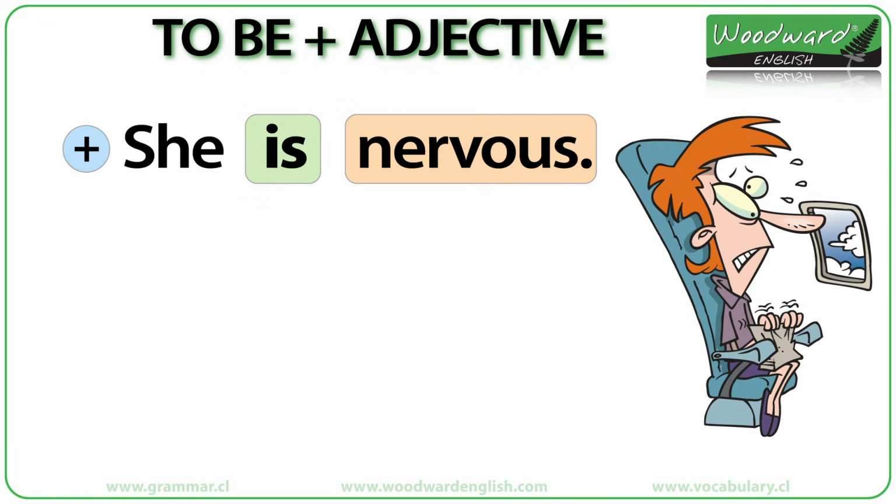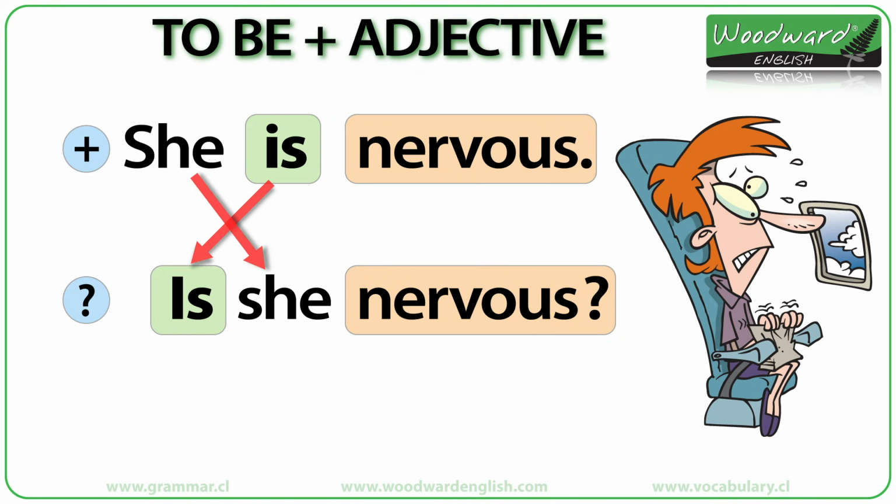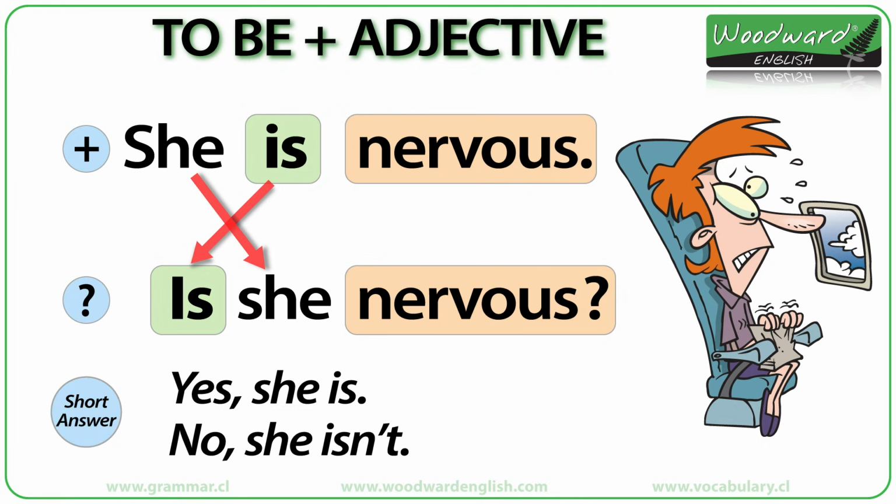Another example. She is nervous. To make this a question, it becomes, is she nervous? We change the order. And then you can give a short answer. Yes, she is, or no, she isn't.